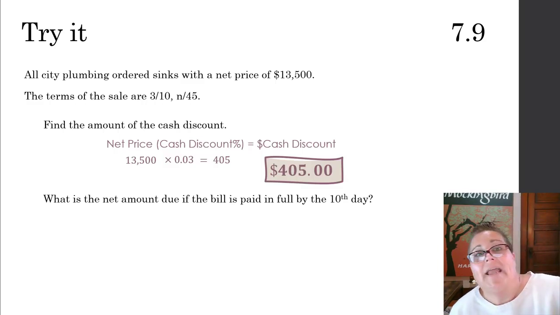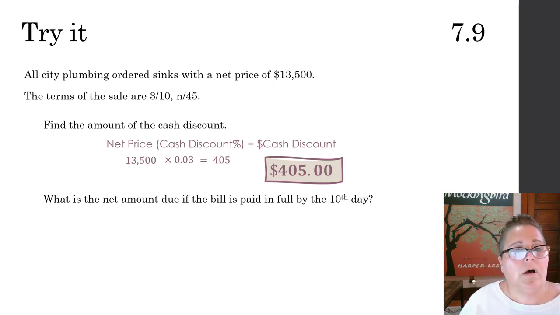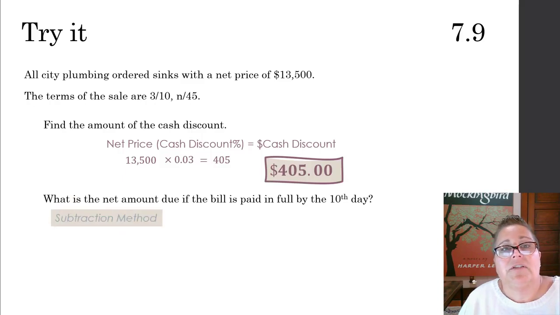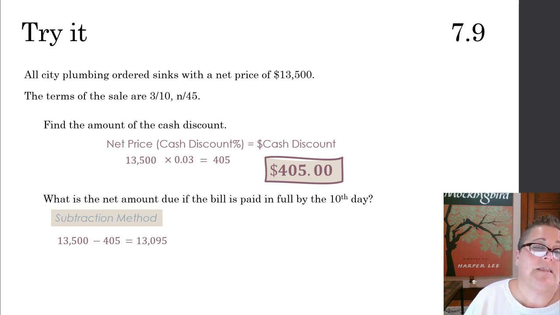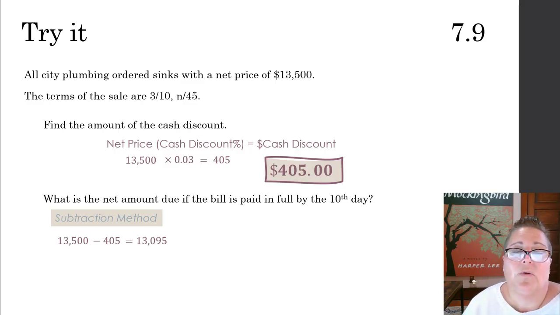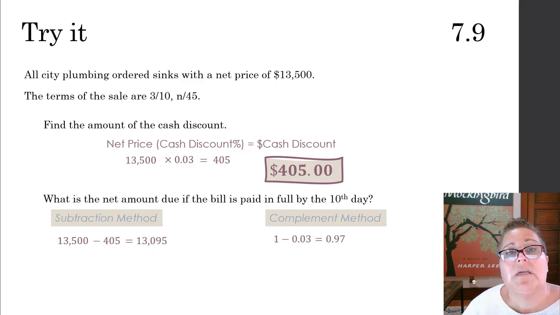Now, what will the net amount end up being? Well, I'm getting $405 off. So the easiest way to do this is what's known as a subtraction method. I'm going to take the $13,500 and subtract off $405. This leaves us with $13,095 left to pay. Now, this is math. There's more than one way to do this. The second method uses our complement, a lot like the net price factor. The complement method says if I have a 3% discount, then there is 97% left to pay.